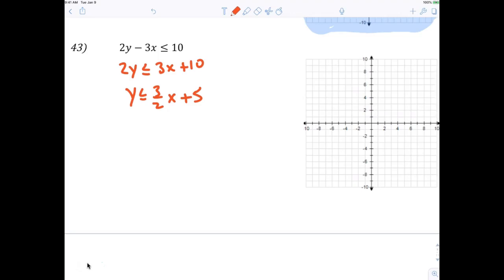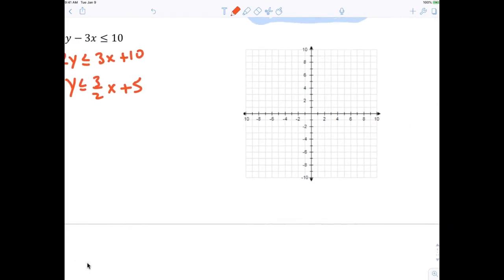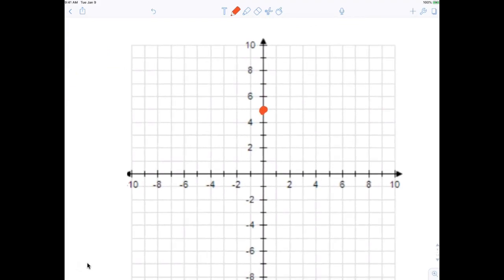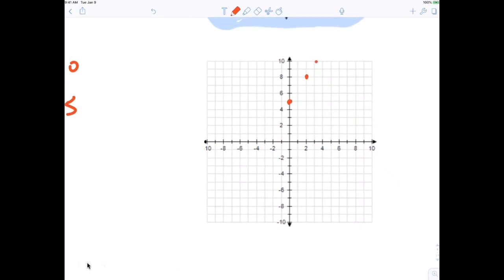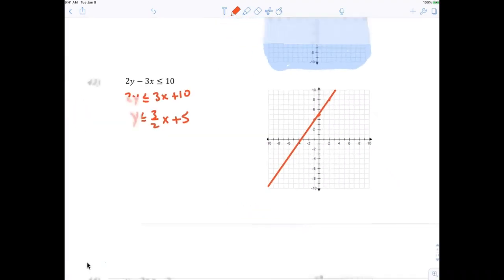All right, come on, guys. Everybody together. What do I have to do first? Up 5. Everybody can say up 5. Then from there, I go up 3 to the right 2. So up 3 to the right 2. Now tell me what kind of line. Solid again. And then I'm shading what direction? Below, because it's less than.